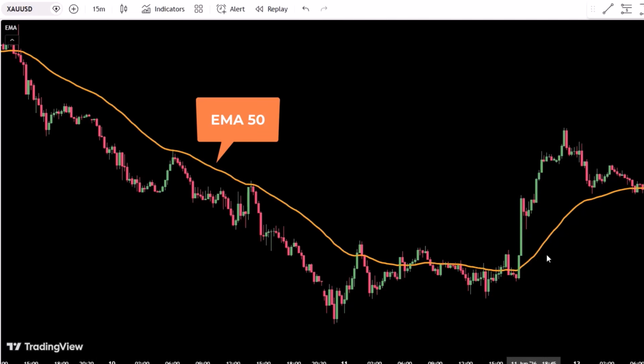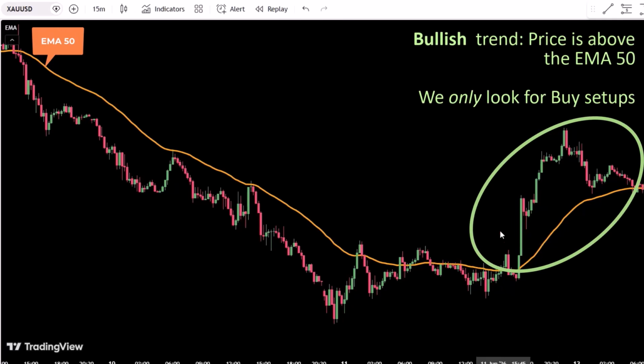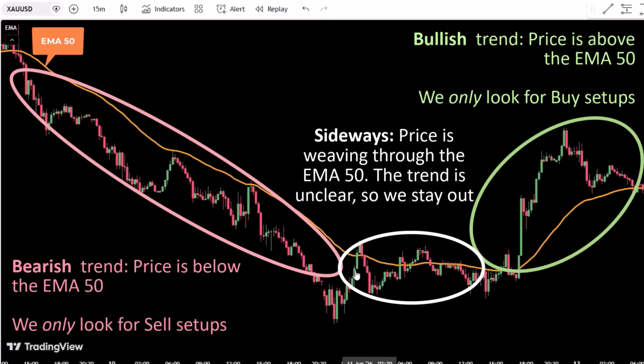It acts as our filter and divides the market into 3 zones. 1. Bullish trend. Prices above the EMA 50. We only look for buy setups. 2. Bearish trend. Prices below the EMA 50. We only look for sell setups. 3. Sideways. Price is weaving through the EMA 50. The trend is unclear, so we'll stay out.